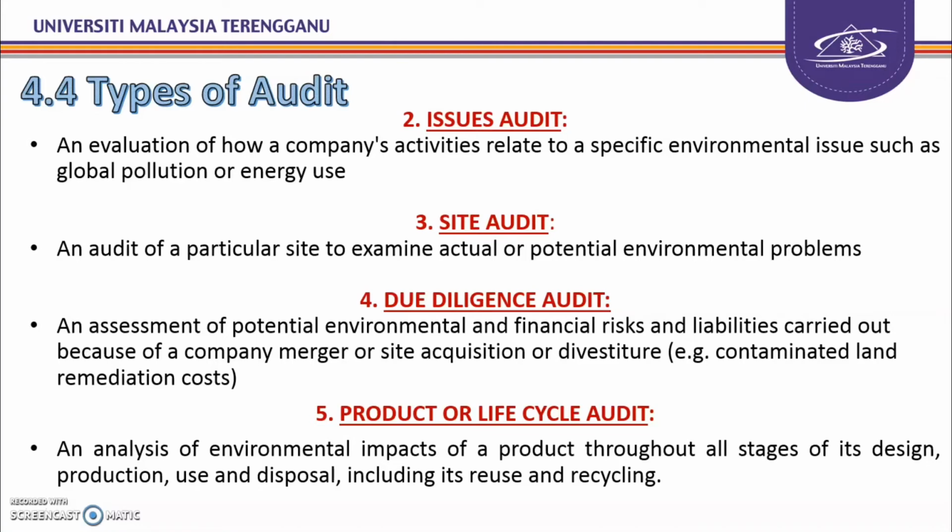Number 5 is a product or life cycle audit. It is an analysis of the environmental impacts of a product throughout all stages of its design, production, use and disposal, including its reuse and recycling. We will learn life cycle assessment in a subsequent chapter, and it is related to this type of audit, the product or life cycle audit. It only applies to product manufacturing companies, and is not applicable to service companies.